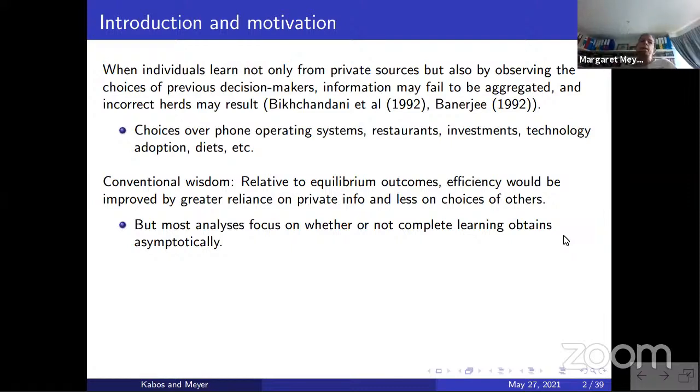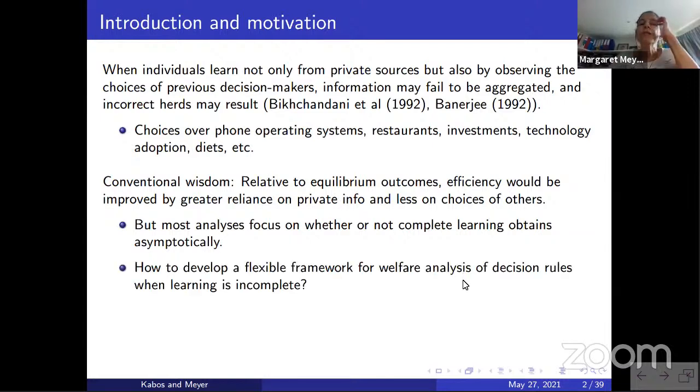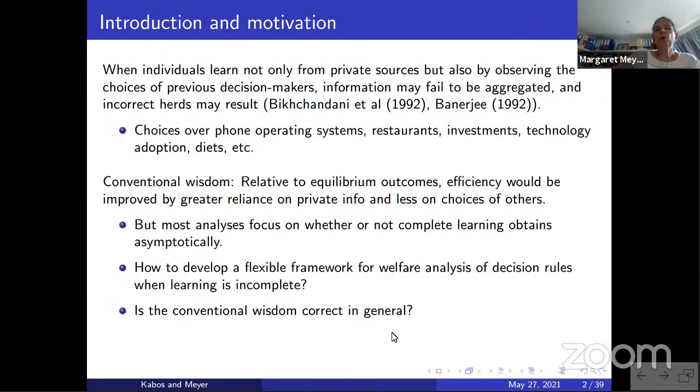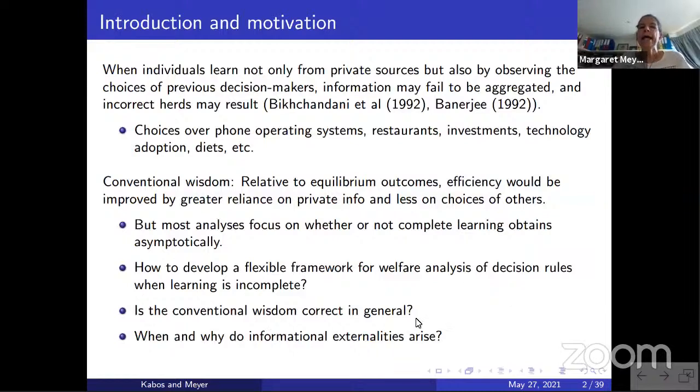But most analyses of observational learning focus on whether or not complete learning obtains asymptotically. We're interested here in developing a flexible framework for performing welfare analysis of equilibrium decision rules in environments where learning is incomplete. We want to use such a framework to first of all, ask and answer the question, is the conventional wisdom correct in general? And to really identify under what circumstances and for what reasons informational externalities arise.